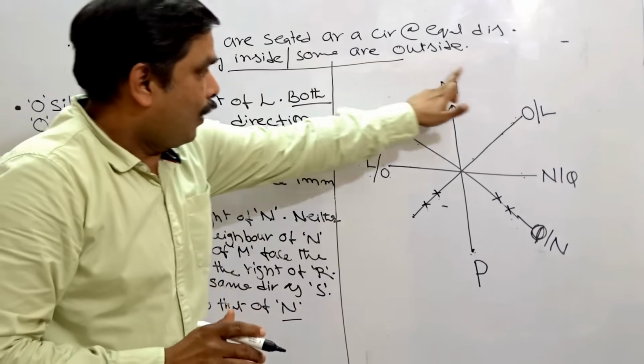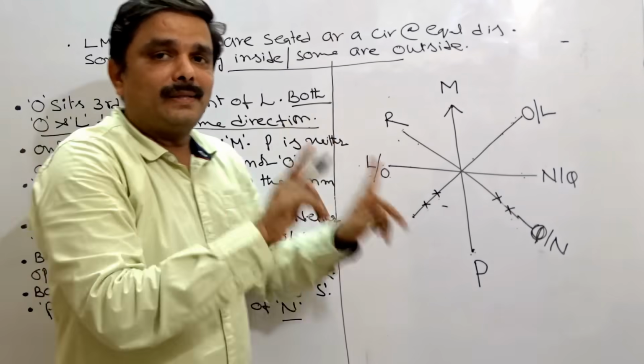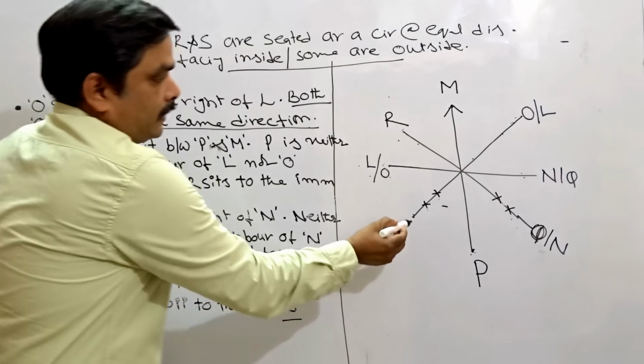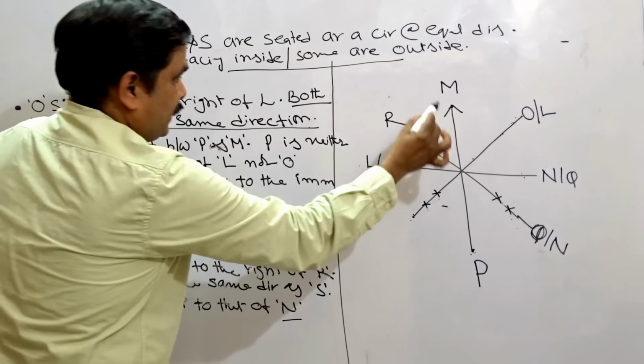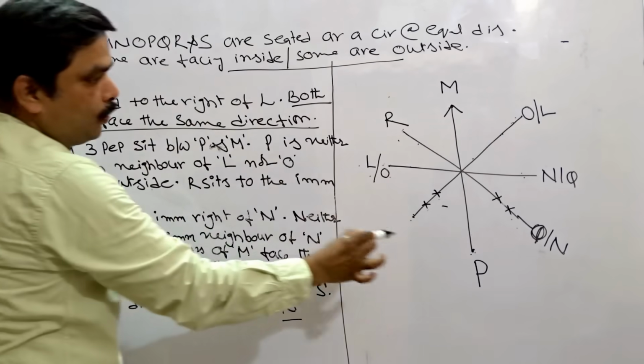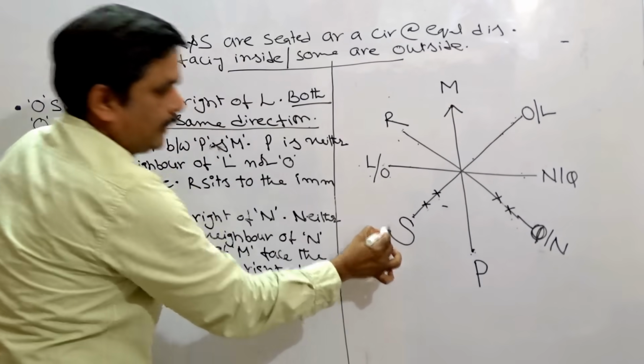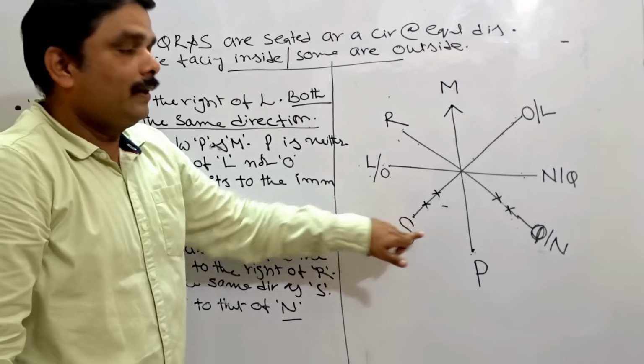Got it? So now all the places are filled up, right? Filled up in the sense not confirmed, but more or less that is okay. Then this is the only place left out. Who is left out? We have L, M, N, O, P, Q, R and S. So now S is remaining. I am keeping S here. This is the place for S.